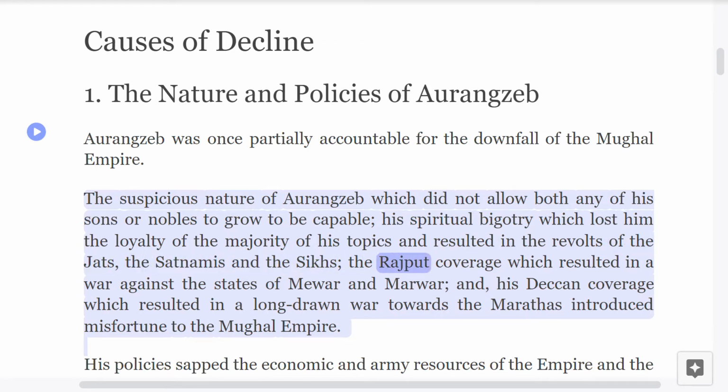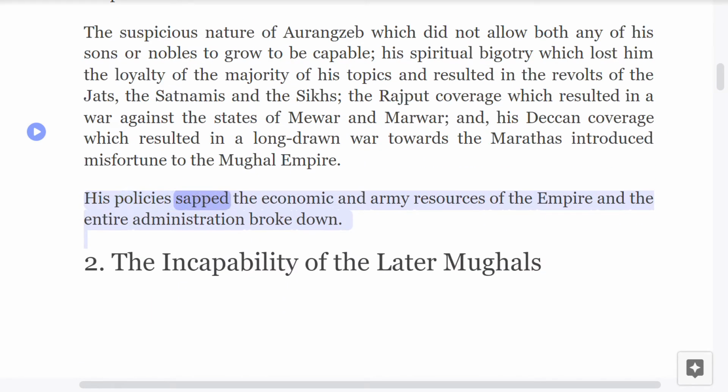The Rajput policy, which resulted in a war against the states of Mewar and Marwar, and his Deccan policy, which resulted in a long-drawn war against the Marathas, brought misfortune to the Mughal Empire. His policy sapped the economic and army resources of the empire, and the entire administration broke down.